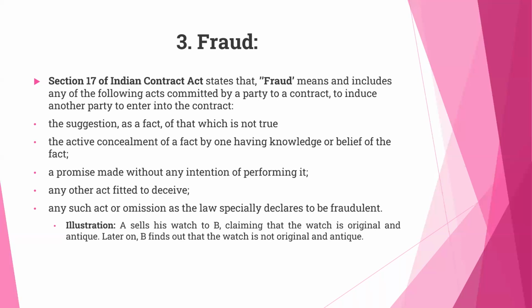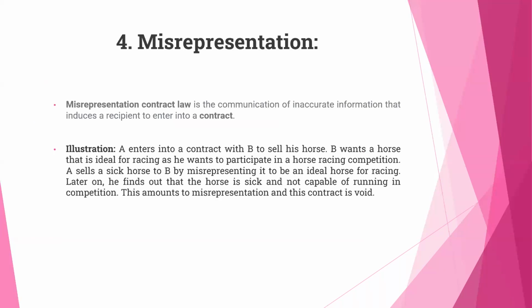For example, A sells his watch to B, claiming that the watch is original and antique. Later on, B finds out that the watch is not original and antique. So that agreement is a void agreement.